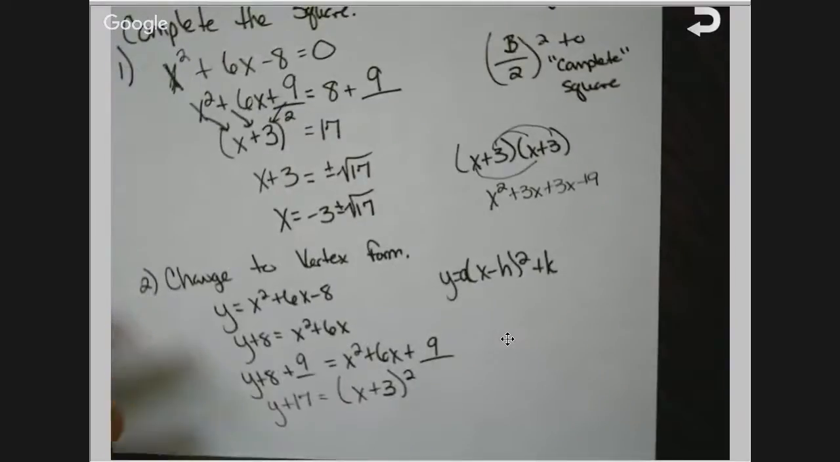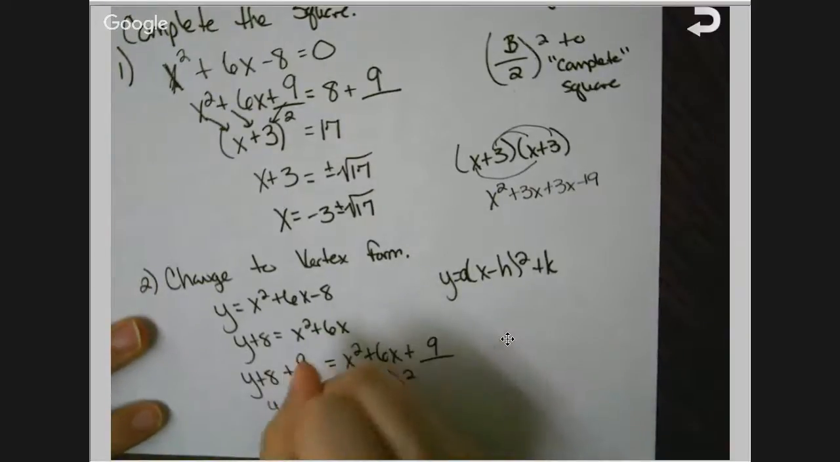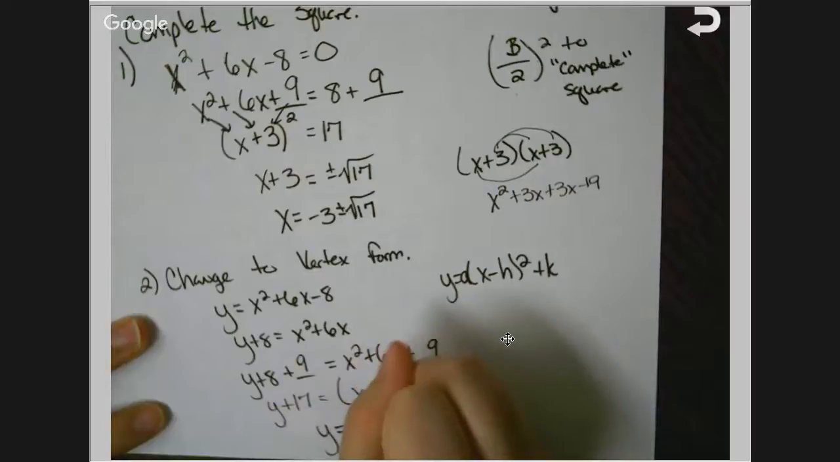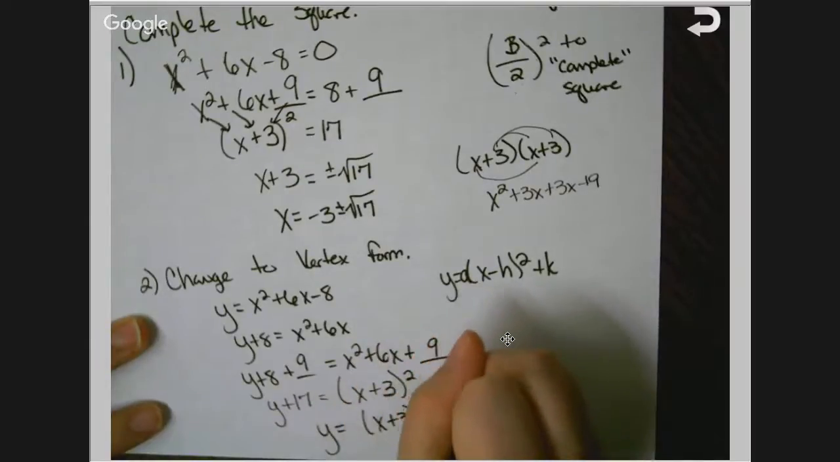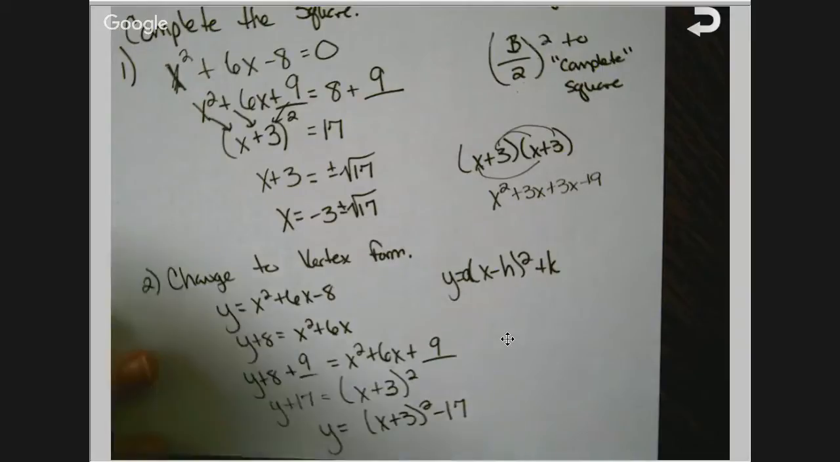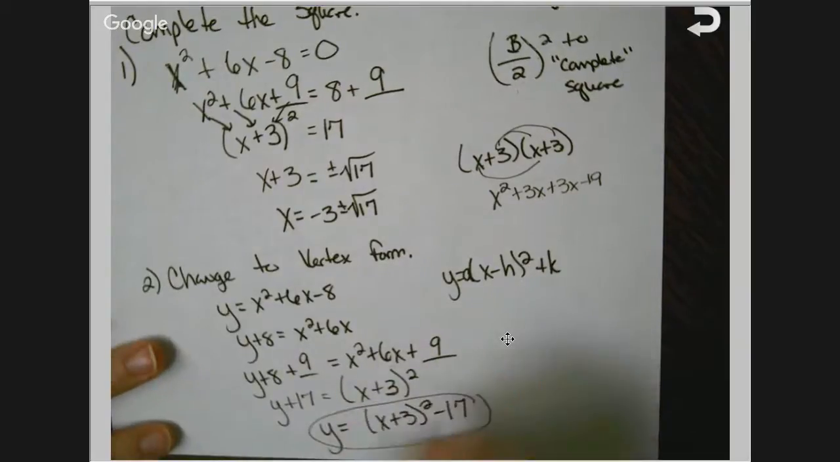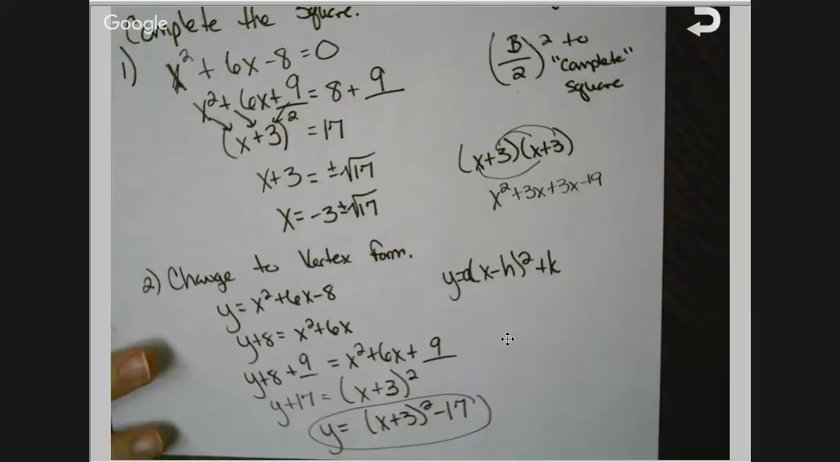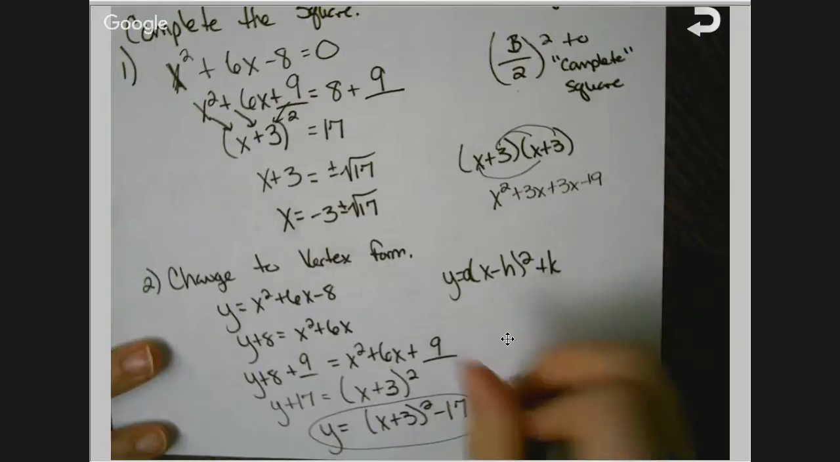Once you do that and you do the factoring part, you're just going to get it to where it's y equals. So I'm just going to move 17 over. So y equals x plus 3 squared minus 17. And that's my vertex form. Okay. If I asked you what the vertex is, can you tell me what the x value of the vertex is?